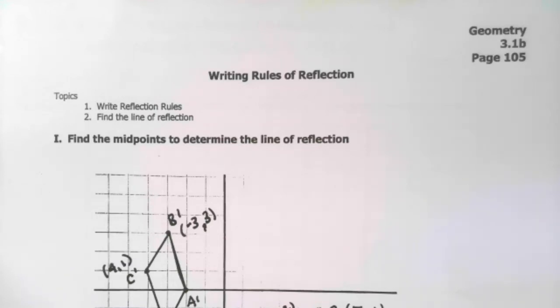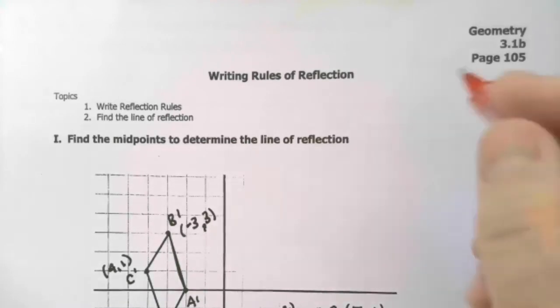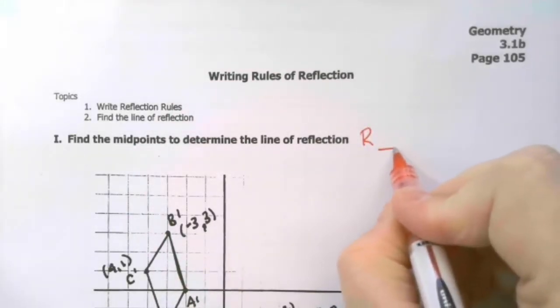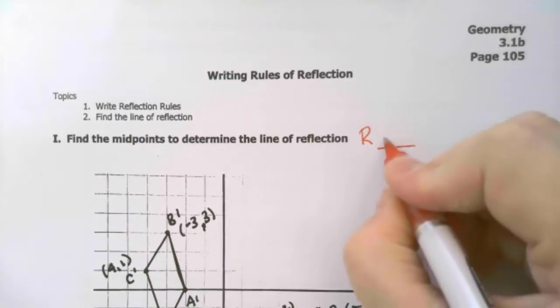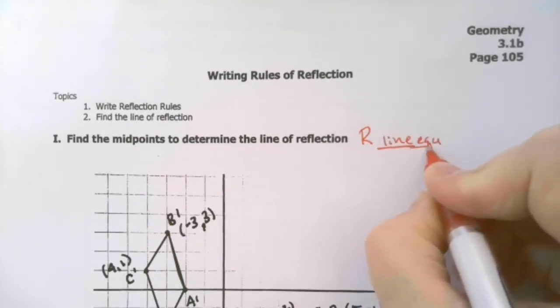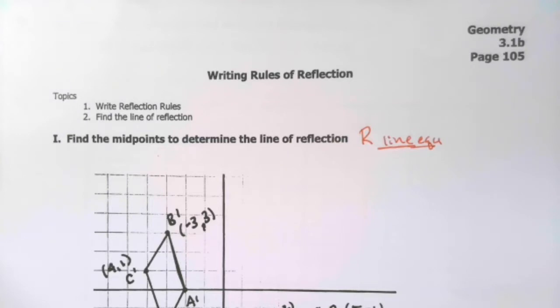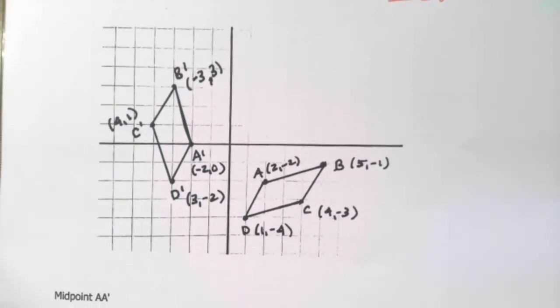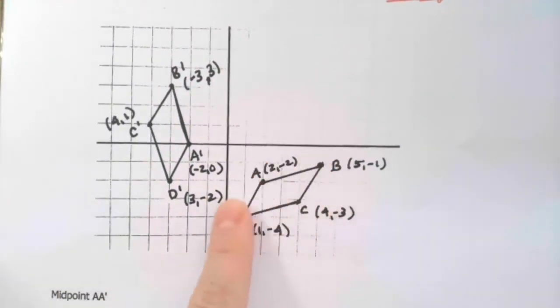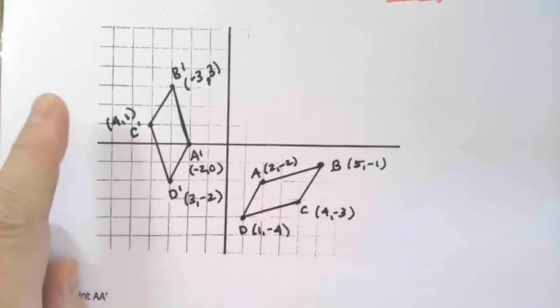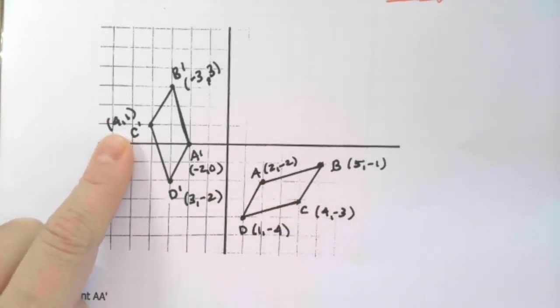Good afternoon. We are going to do notes from 3.1b, how to write a line of reflection given a drawing or the points of a pre-image and an image. So what we're trying to write is the line of reflection, which is a line equation that goes right there in the reflection statement. This is the figure we're going to use. ABCD is the original or pre-image. A prime, B prime, C prime, D prime is the new image.